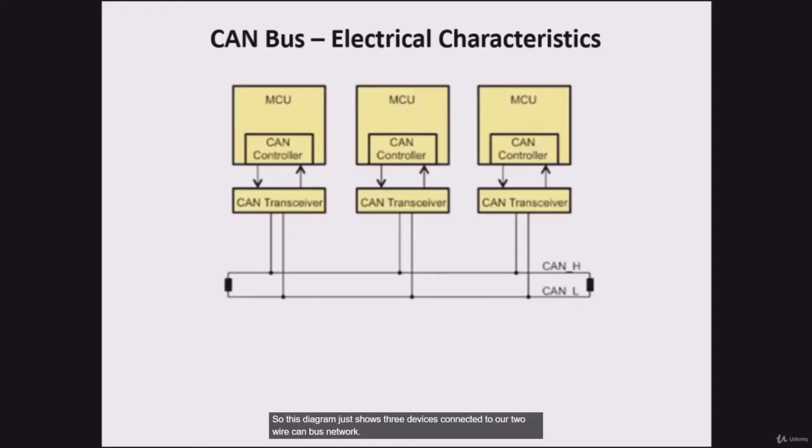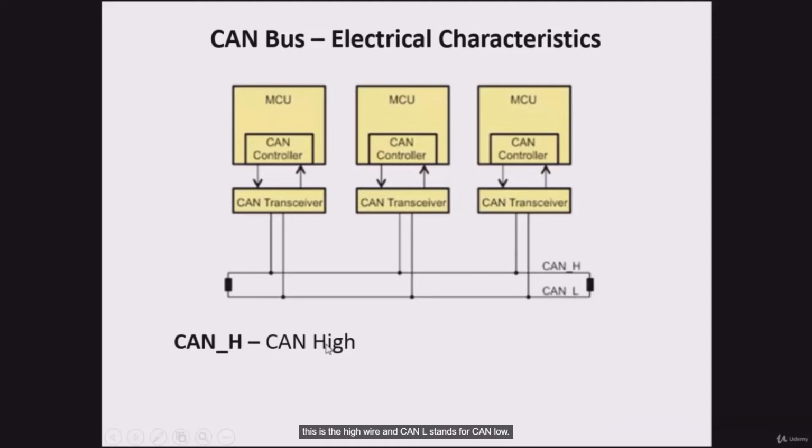So this diagram just shows 3 devices connected to our 2-wire CAN bus network. This is a device, this is a device, this is a device. The devices just happen to be broken down into main control unit, CAN controller, CAN transceiver. But it's a whole device. Now you'll notice these 2 labels, CAN H and CAN L. CAN bus uses differential signal transmission, much like RS-485. Whether the CAN bus network has a logic 1 or logic 0 on it is determined by the difference in voltages between CAN H and CAN L. CAN H stands for CAN high. This is the high wire. And CAN L stands for CAN low.